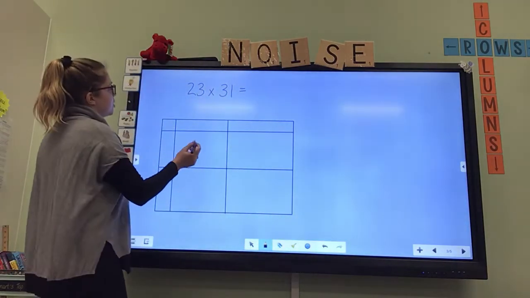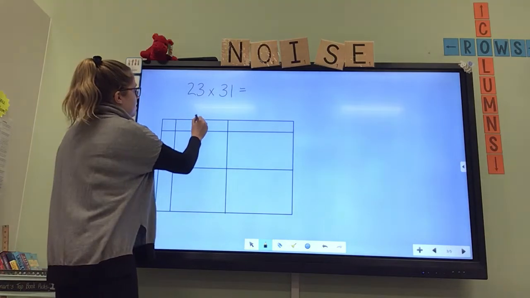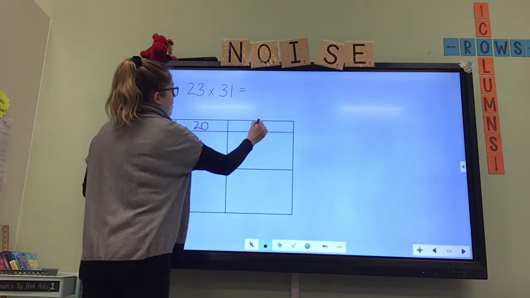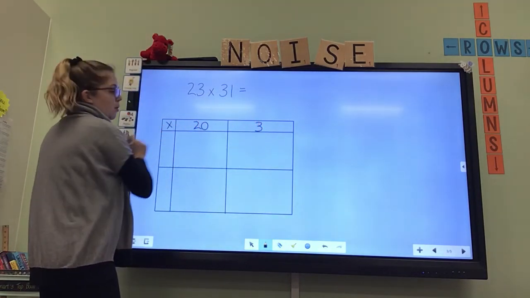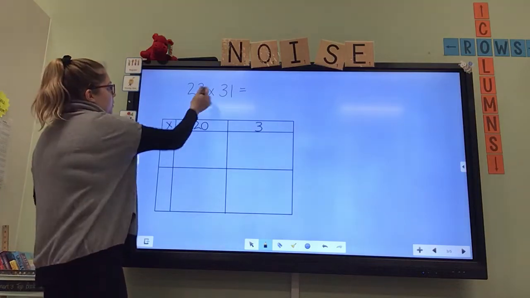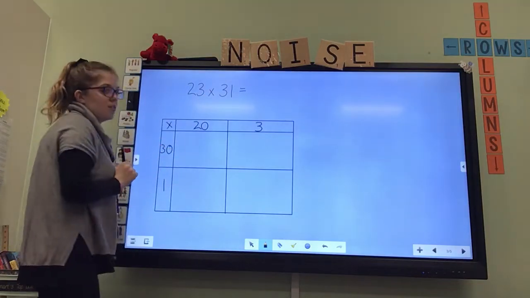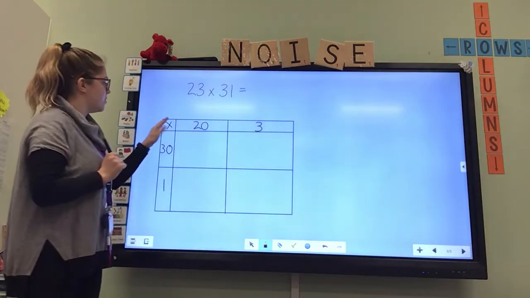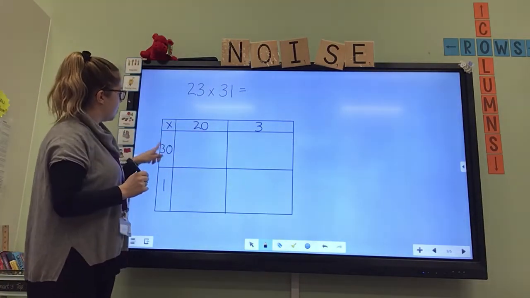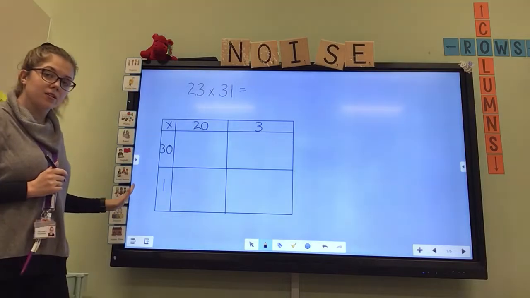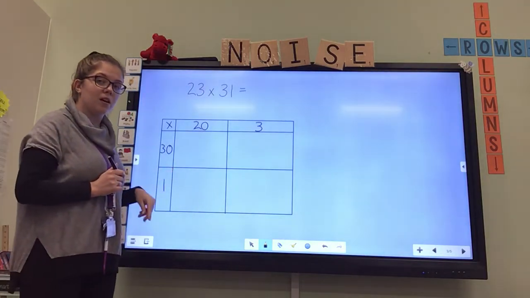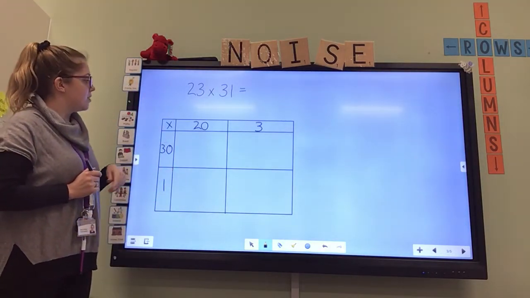I'm going to fill mine in. So I'm going to partition 23. So I'm going to have 20 and the 3. Make sure we know we're multiplying. And I need to partition 31. So I need to put my 30 and the 1. Then I do each box, looking at the numbers at the top and along the side, just like those two-way tables we did last term. And I need to solve the problem.